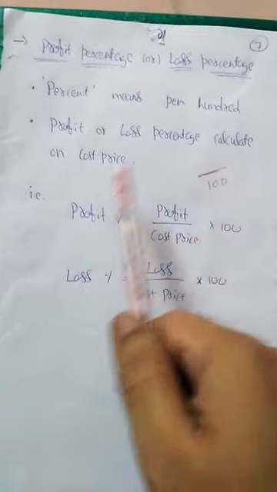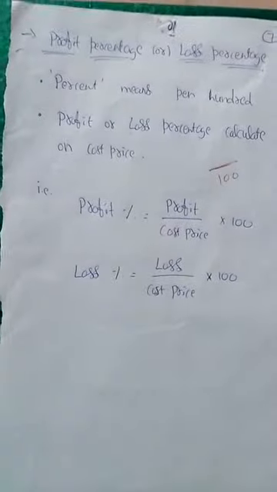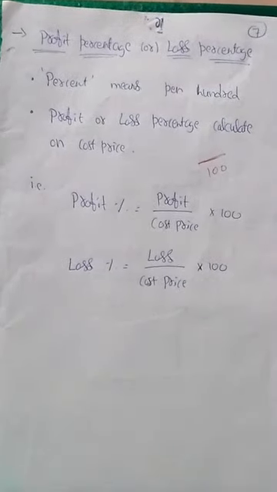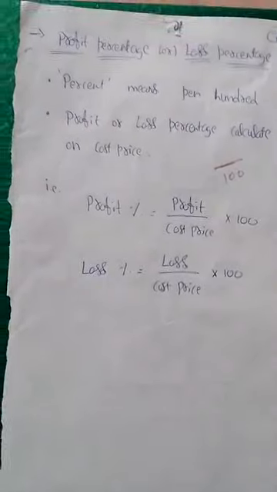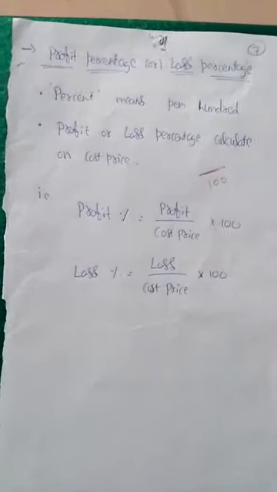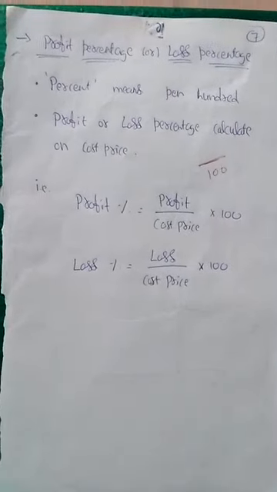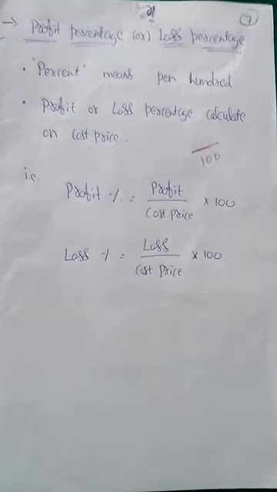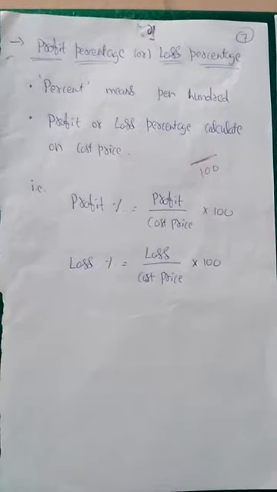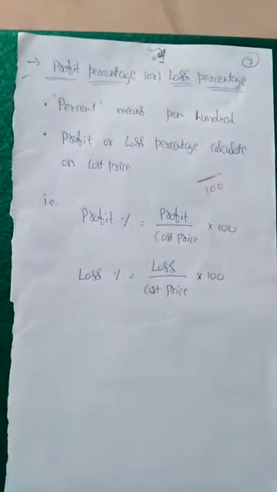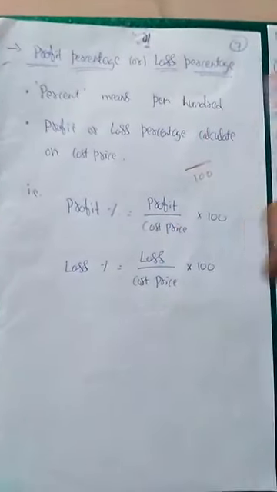So, profit or loss for 10,000, 20,000, some profit will come, some loss will come. How to calculate profit or loss, we learned just now. And that profit or loss for 20,000, 2,000 rupees, then per 100, how much? If the loss is 10,000, per 100, how much? That is called percentage. Profit percent or loss percent.